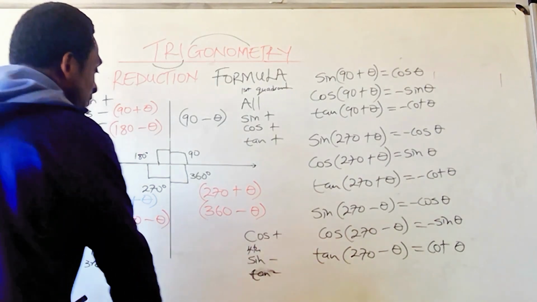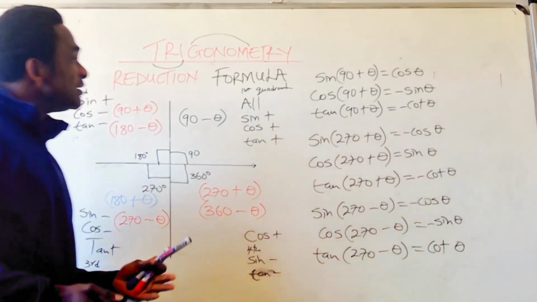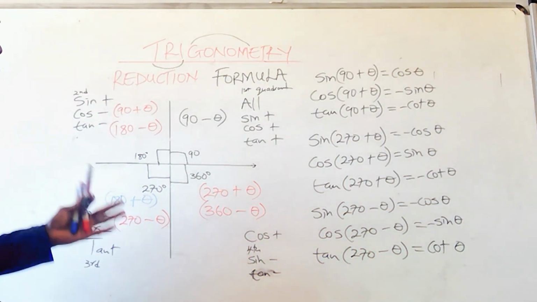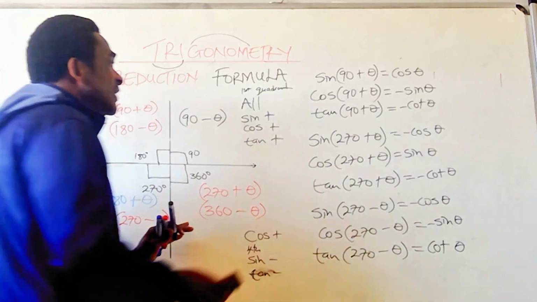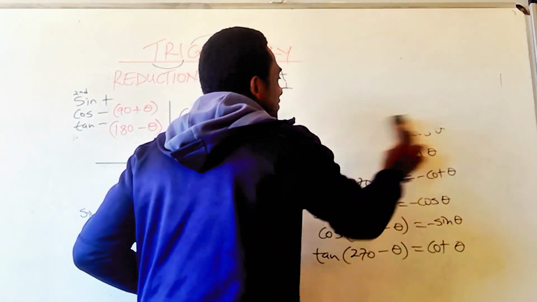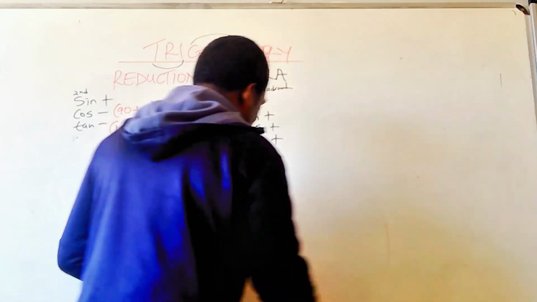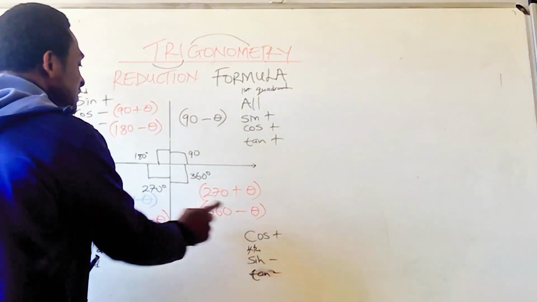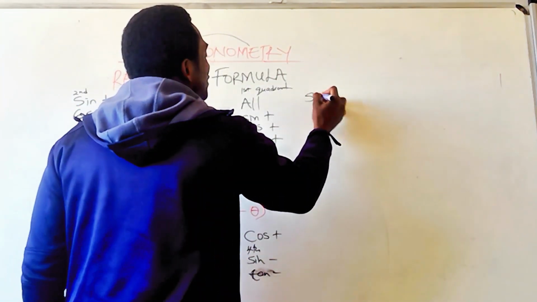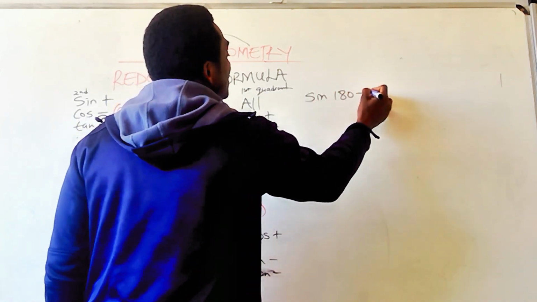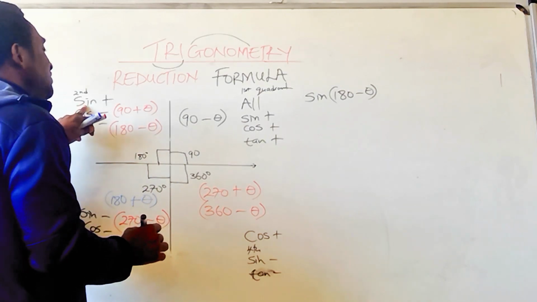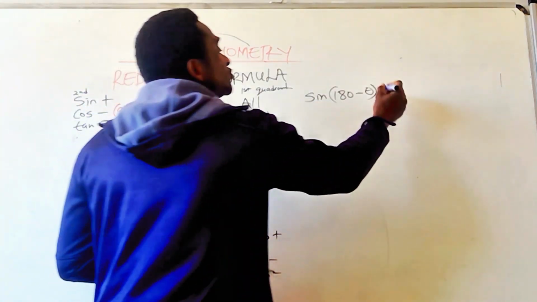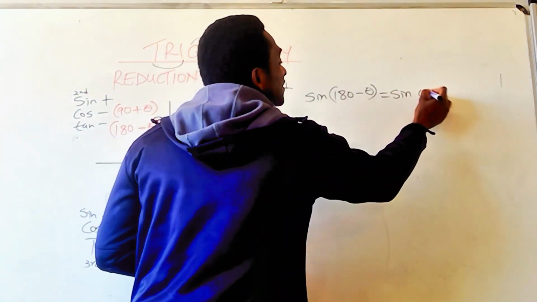Now, quickly, before we go on and take our examples, let's go through the other angles that are not 90 and 270 degrees. What do we have left? We have 180 and 360. So let's look at sine of 180 minus theta, which is on the second quadrant. Sine is positive, it is not a cofunction, so it returns its value.